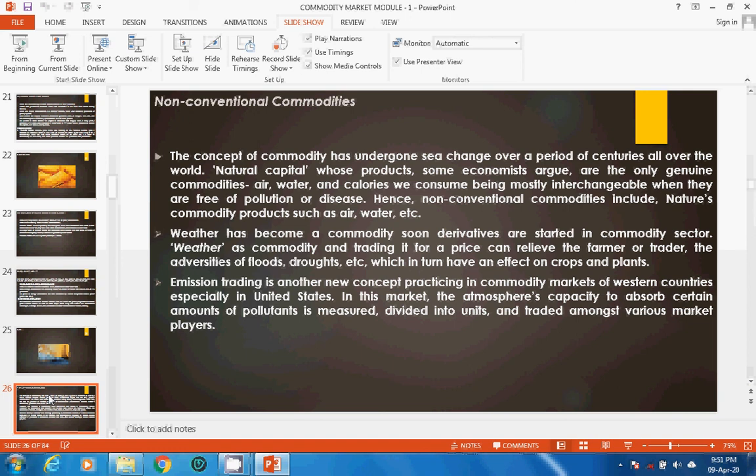Derivatives have started in the commodity sector. Weather as a commodity, and trading it for a price, can relieve the farmers and traders of the adversities of floods, drought, etc., which in turn have an impact on the crops and plants. Emission trading is another new concept in commodity markets, especially in the Western countries, especially in the US. In this market, the atmosphere's capacity to absorb certain amounts of pollutants is measured, divided into units, and traded amongst the various commodity platforms and commodity players.